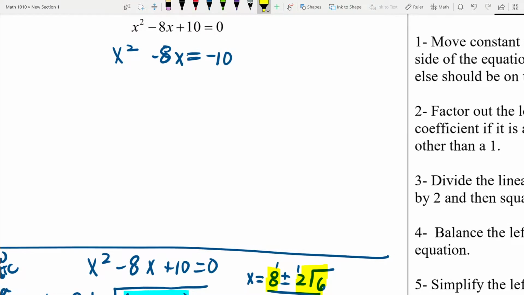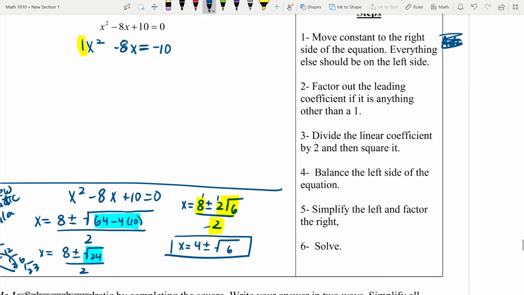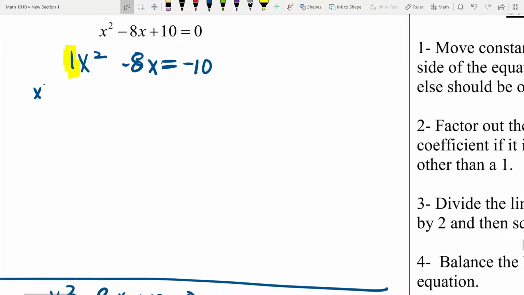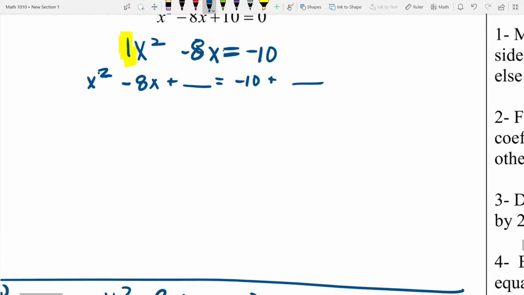Then it says, factor out the leading coefficient if it's anything other than 1. If you look in front of the x squared, that's the leading coefficient. There's nothing there, it's 1, so I don't have to take anything out. Then on number 2, I want you to put add blanks. So you go x squared minus 8x plus blank equals negative 10 plus blank. All I'm doing is adding a blank on each side.